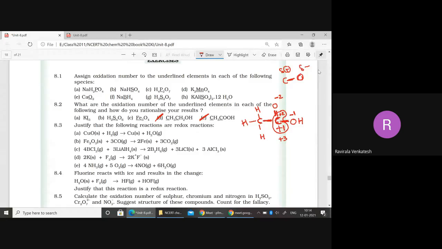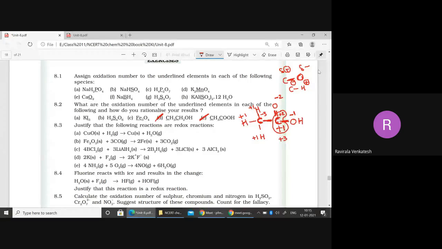Now, among carbon and hydrogen, which gets the negative charge and which gets the positive charge, beta? Carbon gets the negative charge. Hydrogen gets the positive charge. Now I am writing here +1 on each hydrogen. Now on this carbon, how much negative charge do we get? -3.